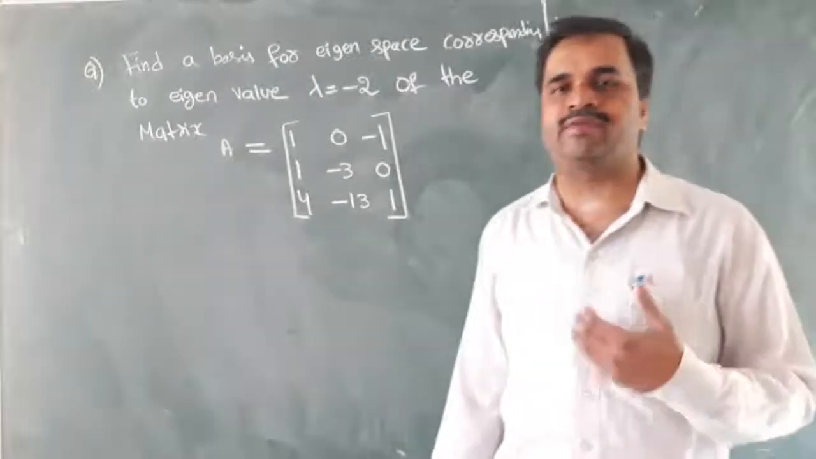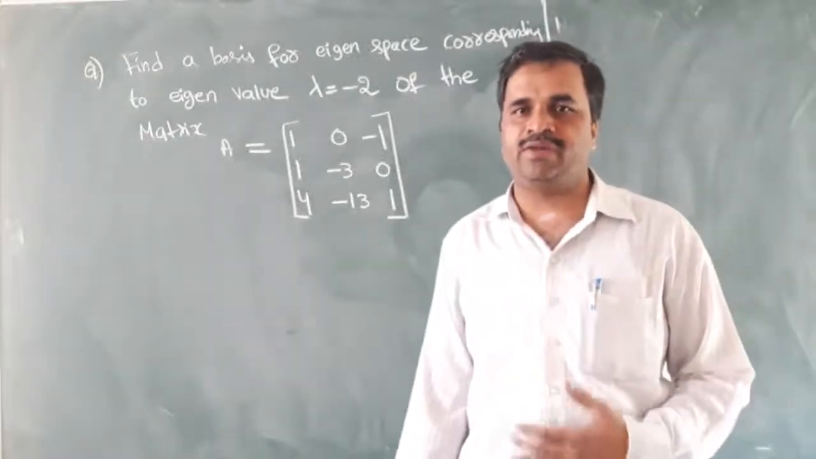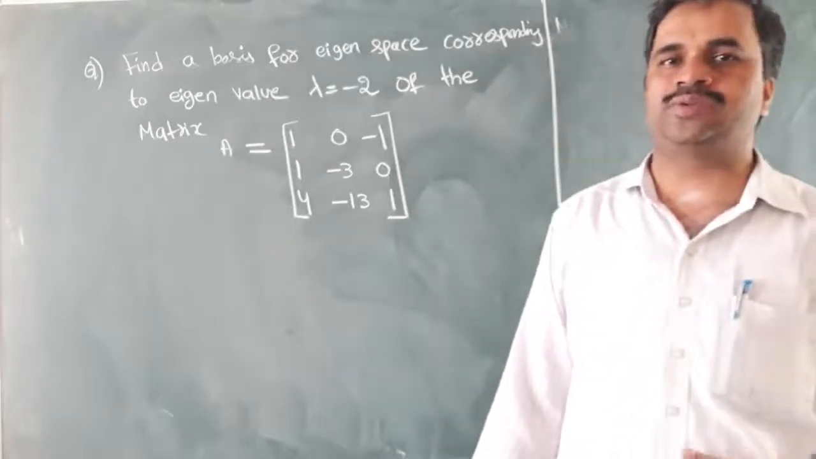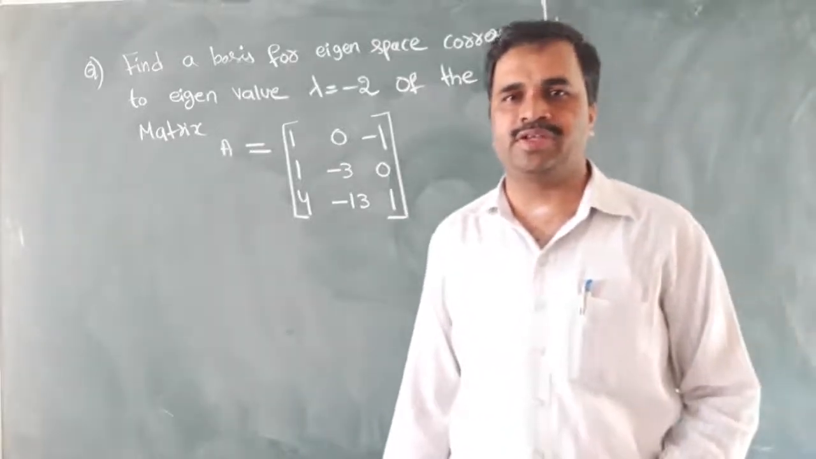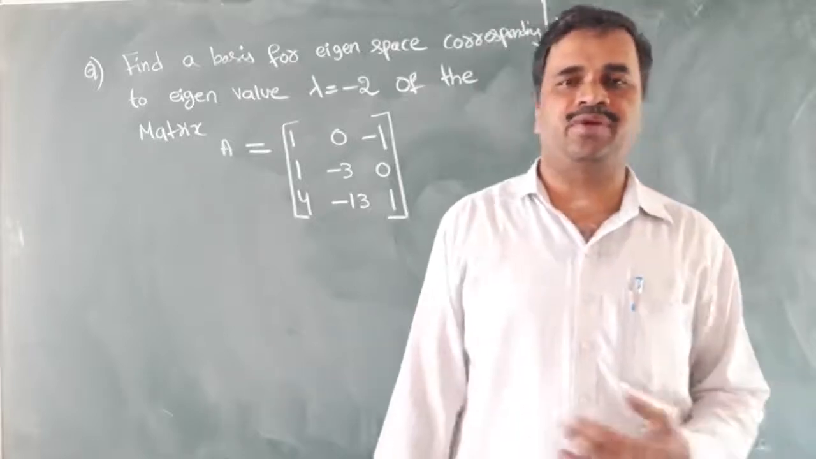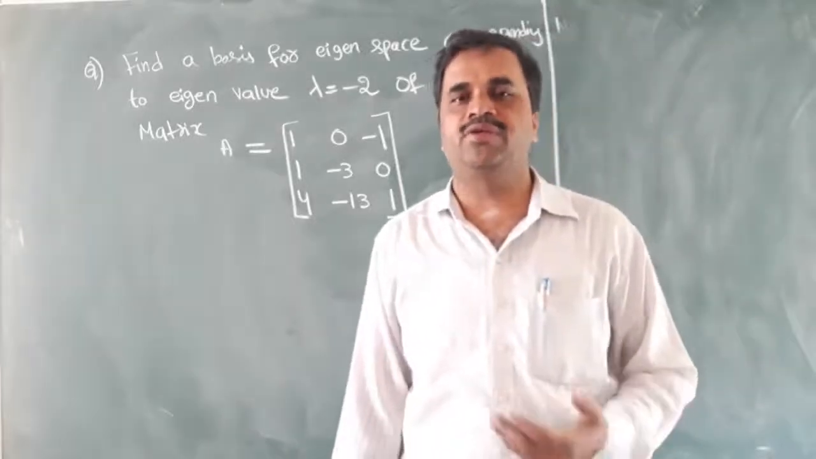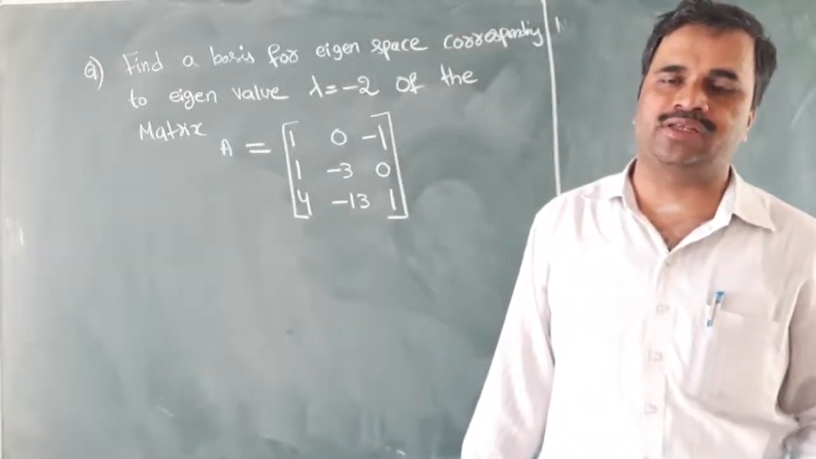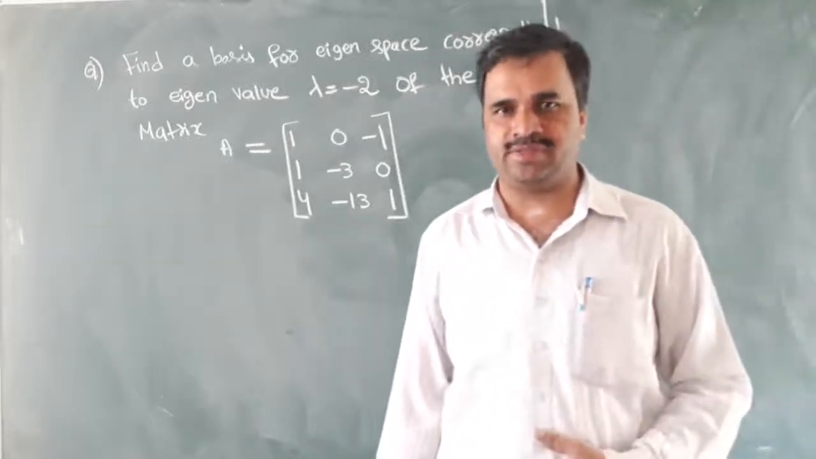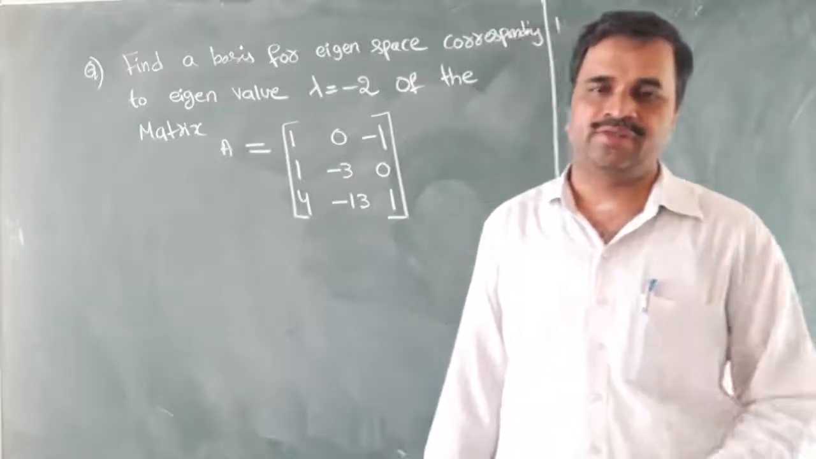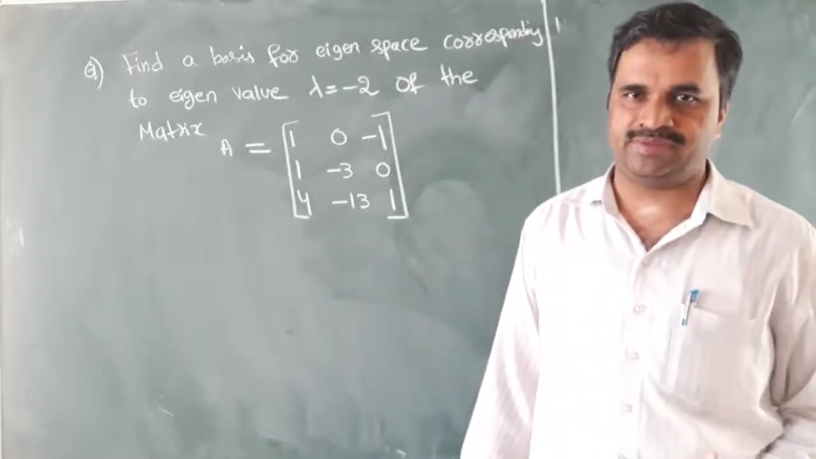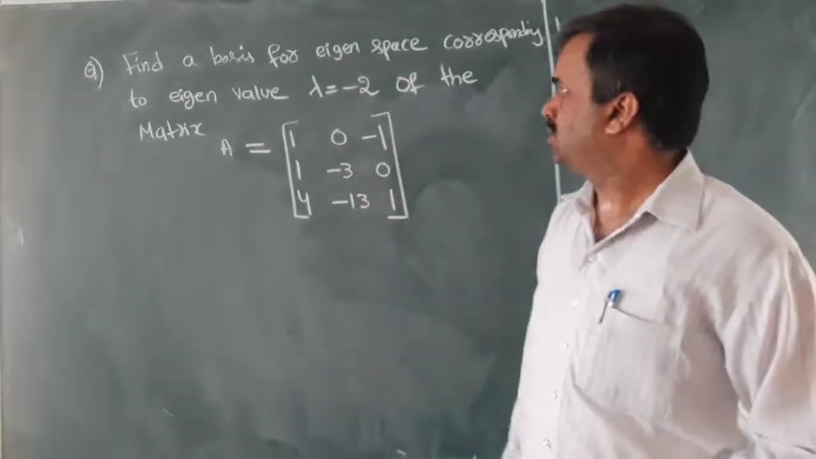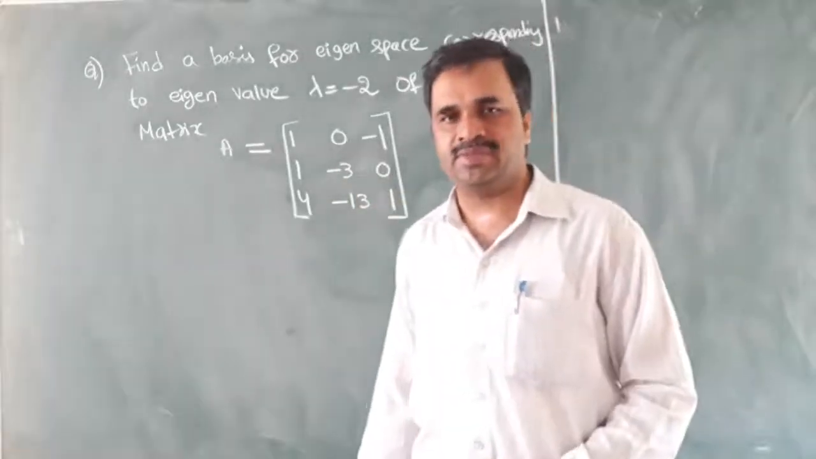Actually we have to find the eigenvector only, but we have to give all the solutions. For example, k into something, we got the vector. Now instead of k, we have to give all the values: k equal to 1, k equal to 2, like that. We will get infinite solutions, infinite vectors. All those vectors we have to write as a set. That we call a basis for the eigenspace.